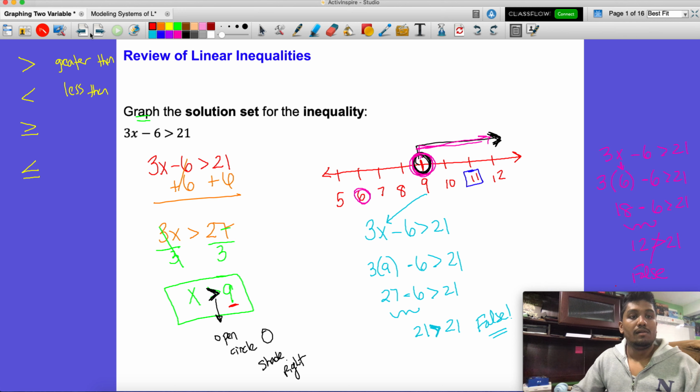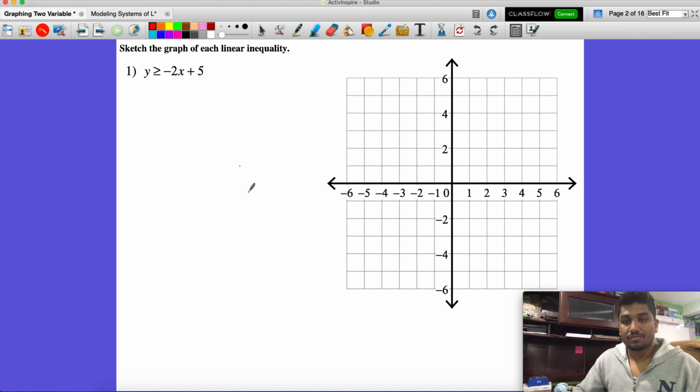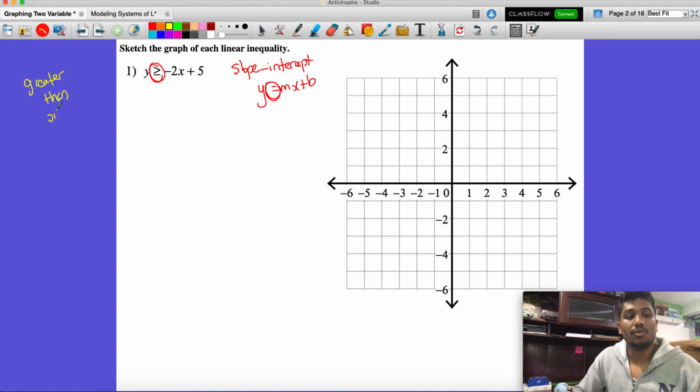All right, let's move on to graphing one of them. It says if we want to sketch the graph of the linear inequality, it looks like it's in slope-intercept form, which is perfect for graphing. That's the same thing as y equals mx plus b, only in this case we're not dealing with an equal sign, we're dealing with an inequality sign. That inequality sign is a greater than or equal to.